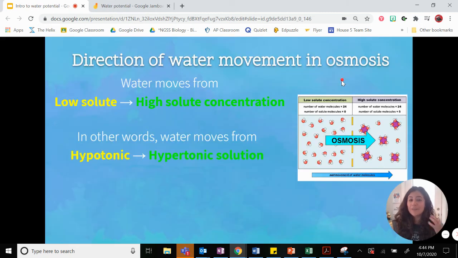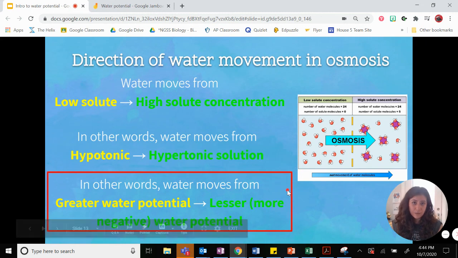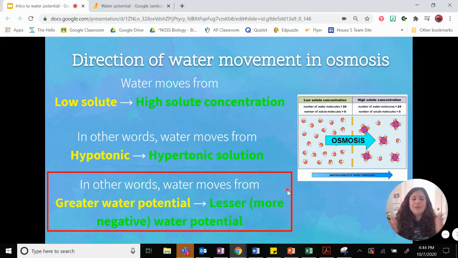Now we can summarize. We have three different definitions of the way that water is going to move in osmosis. They're all complementary, but each one gives us a little more sophistication. So far we've learned that water can move from low solute to high solute concentration. Or more specifically, we can say water goes from a hypotonic to a hypertonic solution. And now we can add on top of that that water is going to move from the greater water potential to the lesser, meaning more negative, water potential. And this last definition, the one in the box, is the one that wins. Always. That's the best, most true definition.